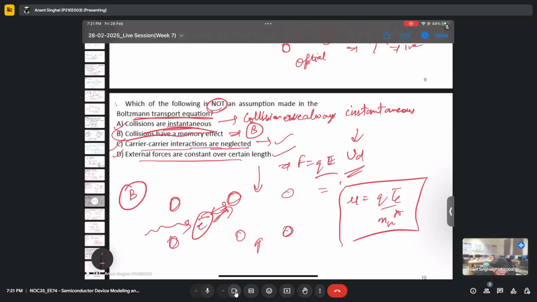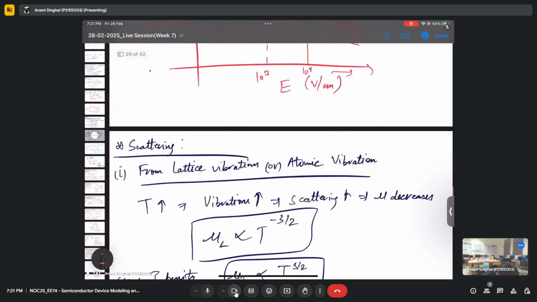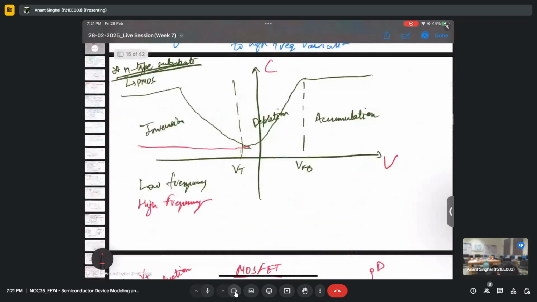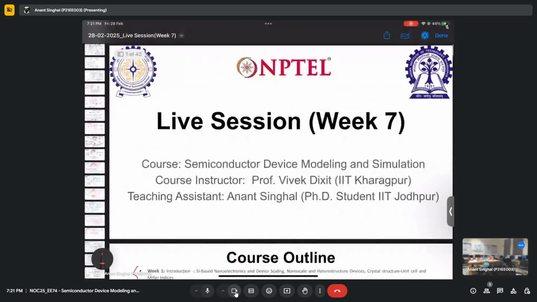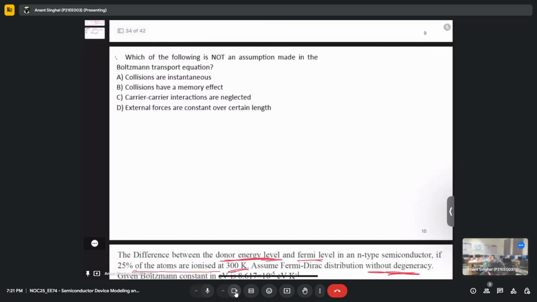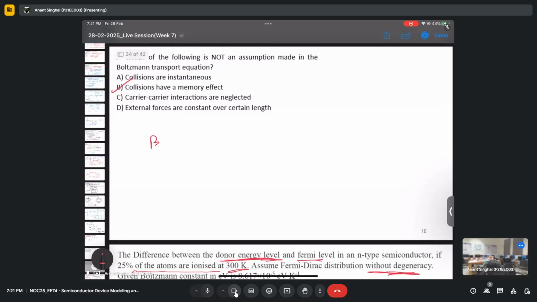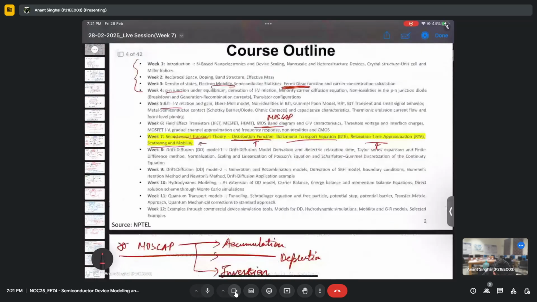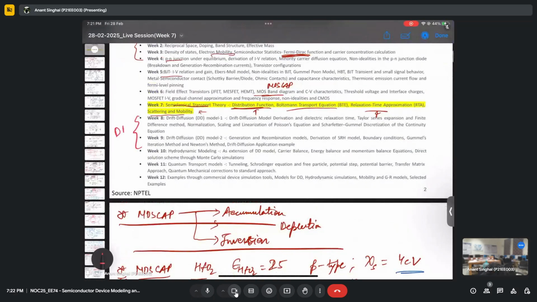Since we have moved towards the modeling, the consequent lectures will now depend upon a lot of mathematics. As you can see, weeks 8 and 9 will be completely devoted to drift and diffusion. These are the different models that we use. There is a lot of mathematical derivation involved, so I'll cover this diffusion model derivation.